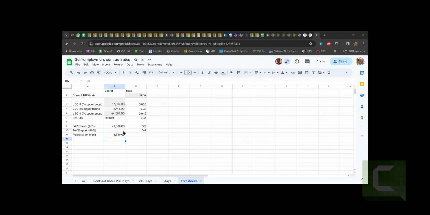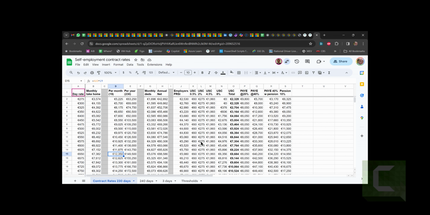So in effect, what you're paying for everything over a certain bound, you're paying 40% plus 8 plus 4, so 52% tax. No messing. All right. Then you switch to the contract rates tab, which has got lots of numbers in it.